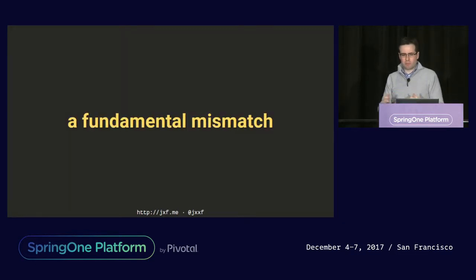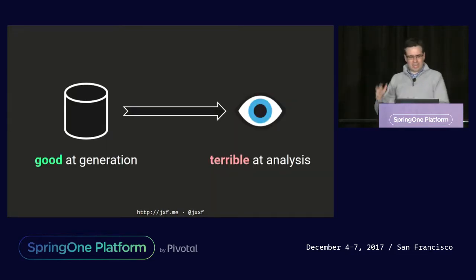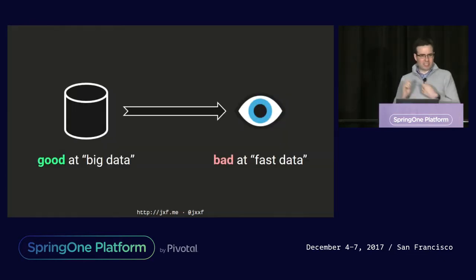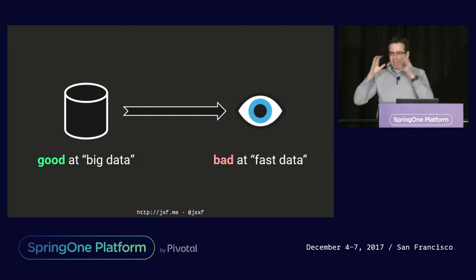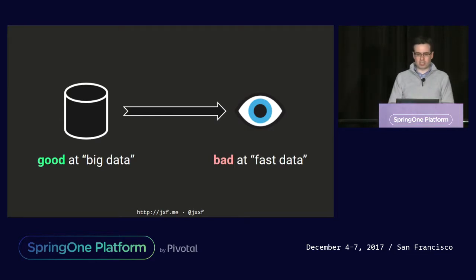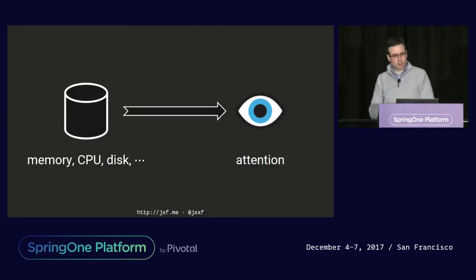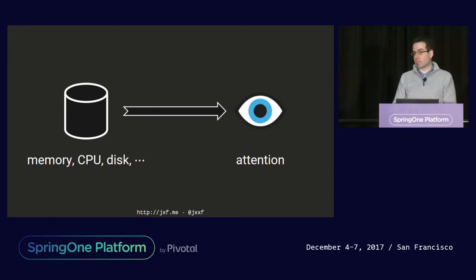So there's this fundamental mismatch: we're really good at generating metrics, but we're not good at analyzing them, at least not at the rate that we're generating them. And I like to say that we're good at big data, but we're bad at fast data. So we're bad at paying attention to and understanding large collections of metrics. So in a world where we have things like memory, CPU, disk, 1,000 different metrics that we could measure, all of those metrics are competing for a much scarcer resource, which is the attention that we can pay to those metrics.